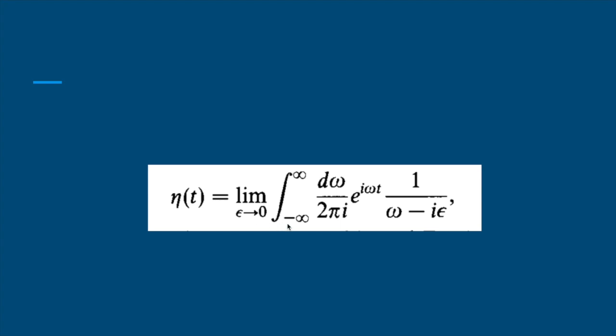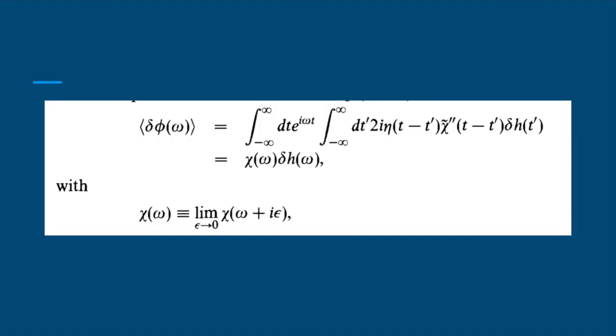Now, this is for the step function. From this and the previous equations, we obtain this expression for the change of field with respect to frequency. So we get this with chi of omega equal to the limit of chi of omega plus i epsilon, where epsilon tends to 0.